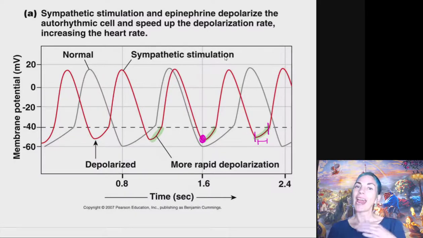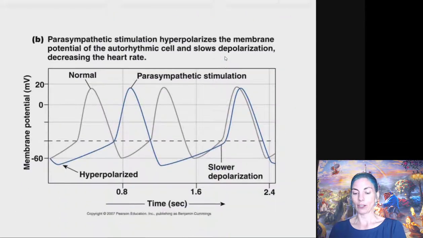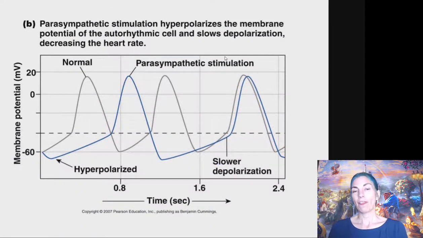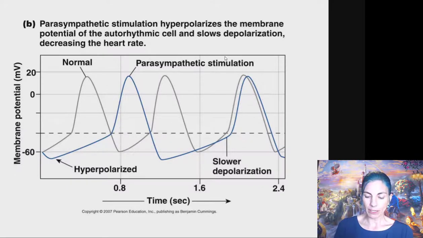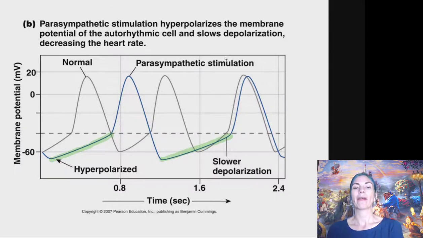Both sympathetic and parasympathetic nervous system can adjust the pacemaker potential. Let's look at the parasympathetic nervous system. The gray line here is the default. The blue line represents parasympathetic stimulation. So under parasympathetic stimulation, look at what's going on with the pacemaker potential. It's taking a longer time. Why? What 2 things have happened that make it take longer to reach the minus 40 millivolt threshold?